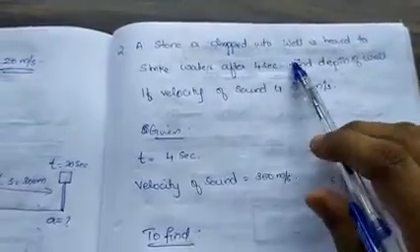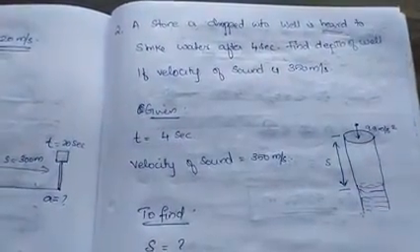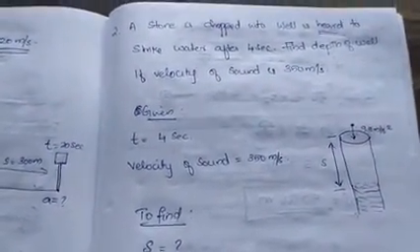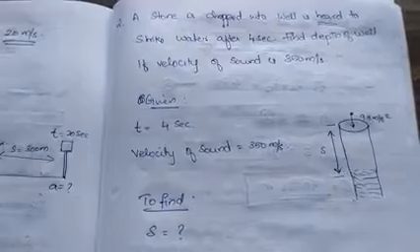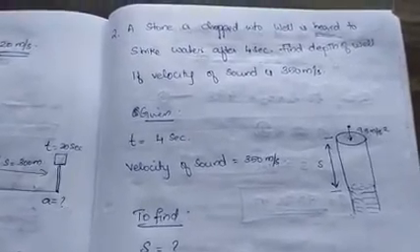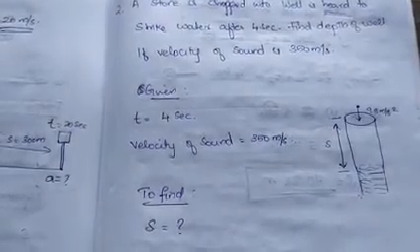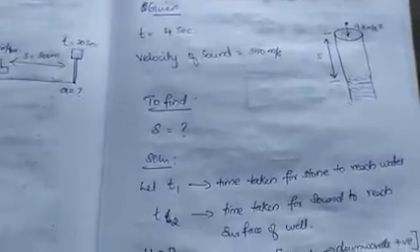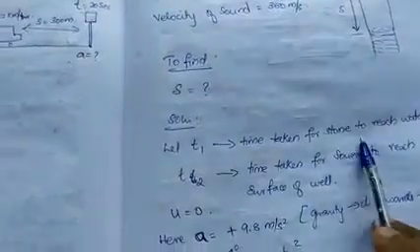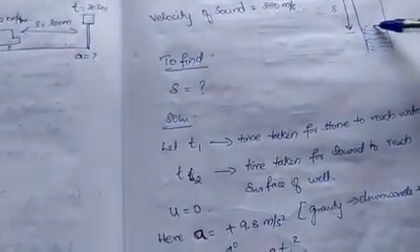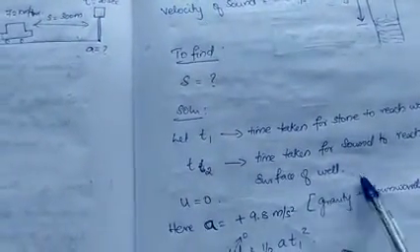A stone is dropped into a well and is heard to strike water after 4 seconds. Find the depth of the well if the velocity of sound is 350 meter per second. So here the velocity of sound is given and time is 4 seconds. We need to find out the distance traveled by the stone. So for that we'll assume let t1 be the time taken for the stone to reach the water. At t1 time it reaches the water, and t2 is the time taken for the sound to reach the surface of the well.